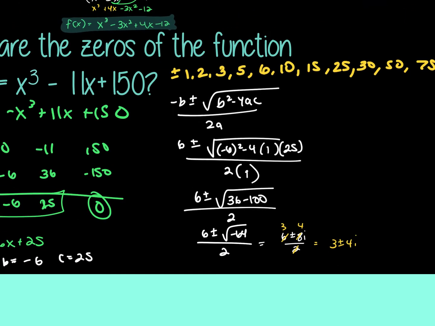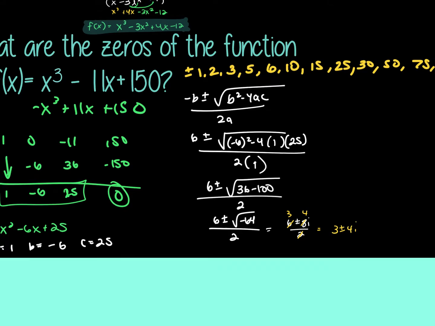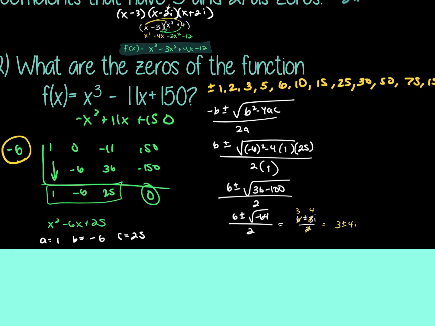So when it says solve, I need all the zeros, which includes the negative 6 from my synthetic and these 2 zeros at the end. You can leave them as plus or minus. Just realize that those are 2 answers, okay? You need both the plus and the minus.